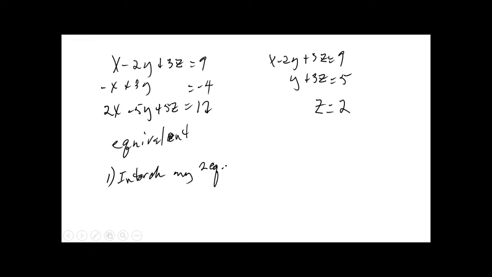Okay? So, of course, if you swap the first and the second, that would be equivalent. First and the third, second and third, whatever, just swap any two, you're going to have an equivalent system. Kind of a no-brainer, right? Okay, that's one. Second operation you can do that gives you an equivalent system is multiply any equation by a non-zero constant.